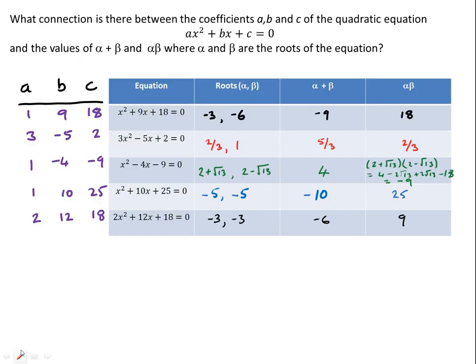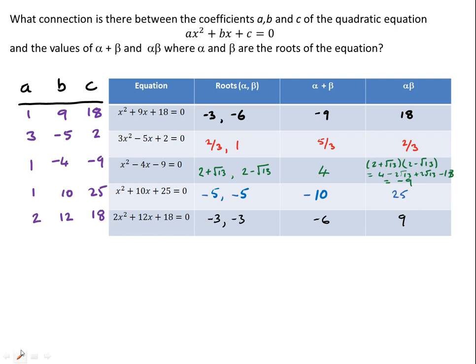So, what we've got here is the table from before, and I've just pulled out the coefficients of the equation x squared plus 9x plus 18. A is the coefficient of x squared, which is 1. B is the coefficient of x, which is 9. And C is the constant coefficient, which is 18.